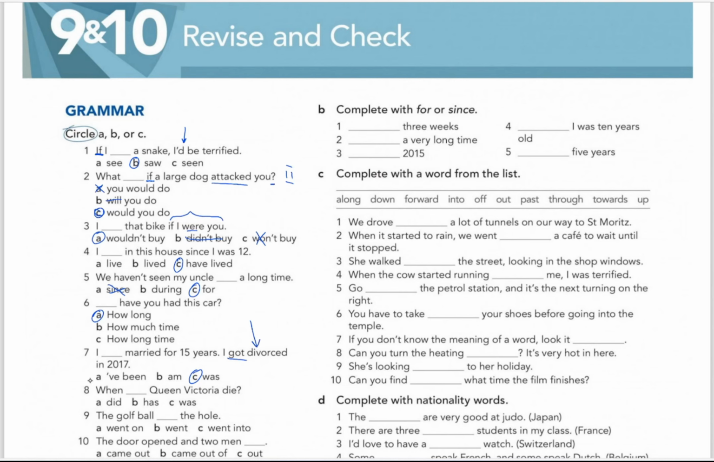Number 8, when Queen Victoria died. So Queen Victoria, we're talking about the English Queen. It's a past event, like 200 years old, 300 years old. Die, obviously, did, past simple. When did Queen Victoria die?